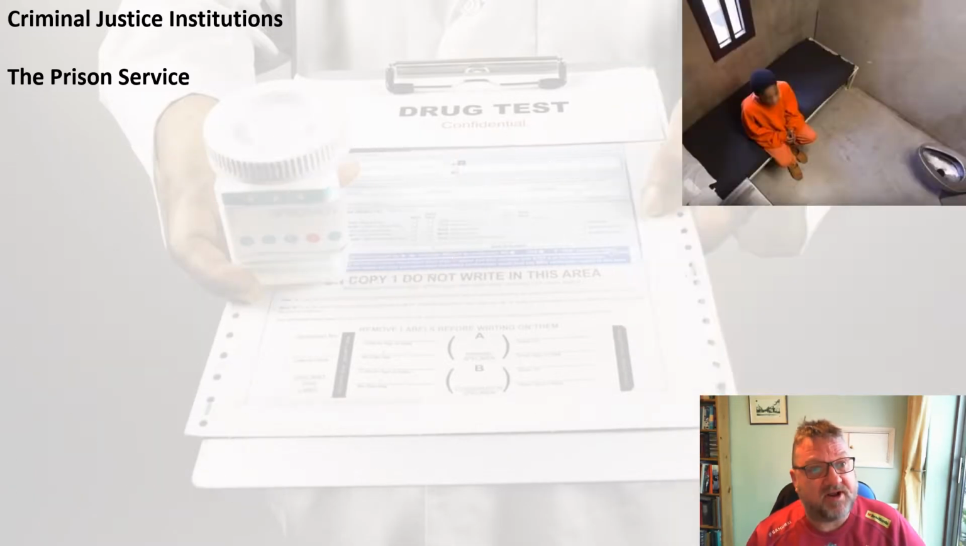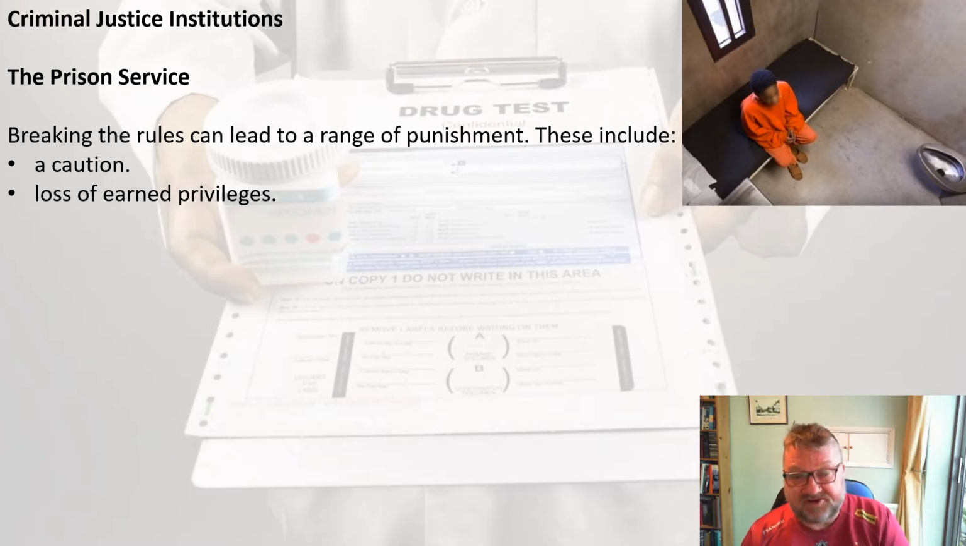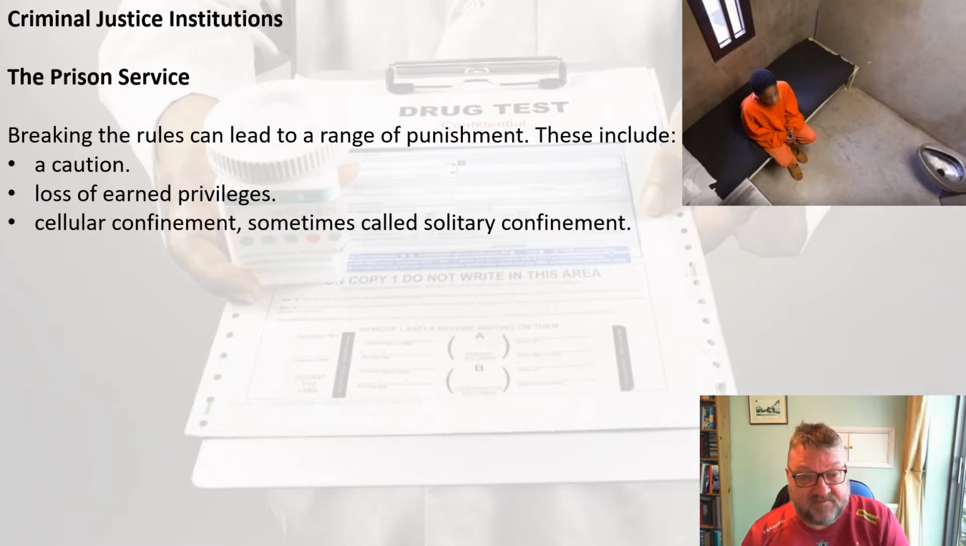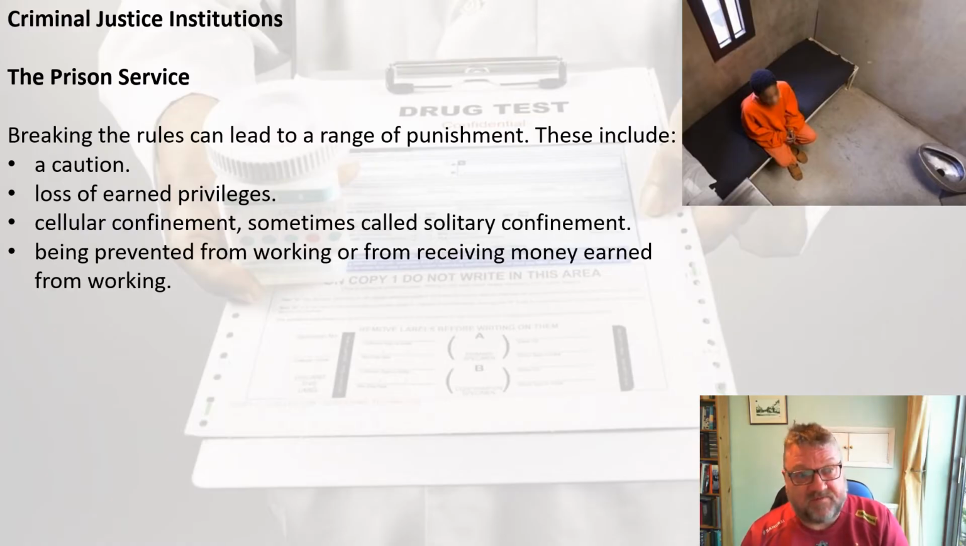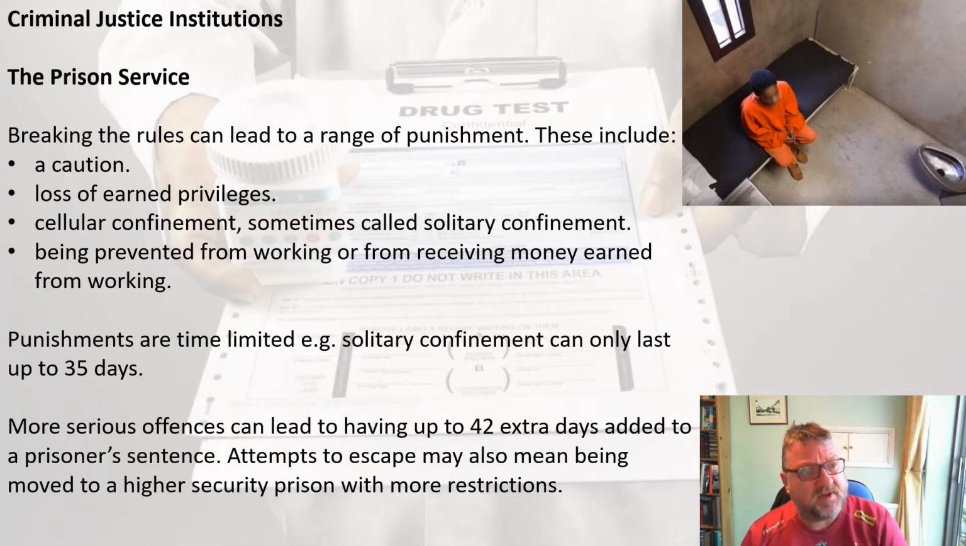However, what can happen as a result of that? Well, breaking the rules can lead to a range of punishments, and these could include a caution, loss of earned privileges, being confined to your cell, sometimes called solitary confinement, or being prevented from working or from receiving money earned from working if you've got a job within the prison. All those punishments are time limited. So for instance, if you are placed in solitary, you can only be placed in solitary for a maximum of 35 days as a punishment for an offence.